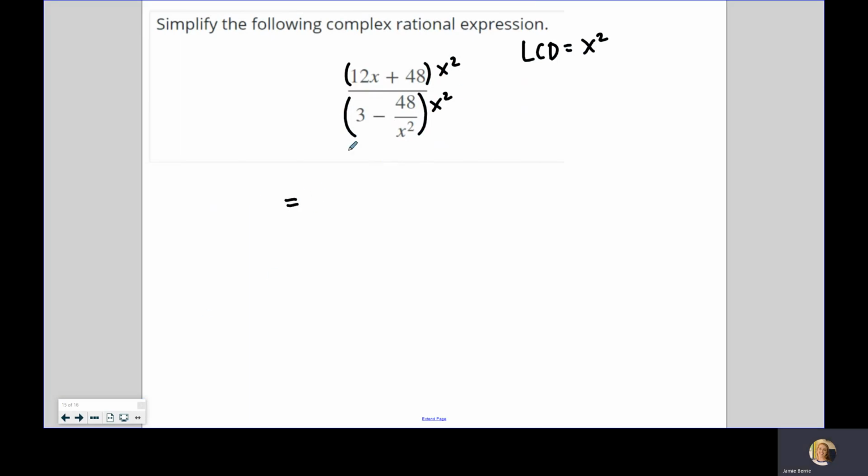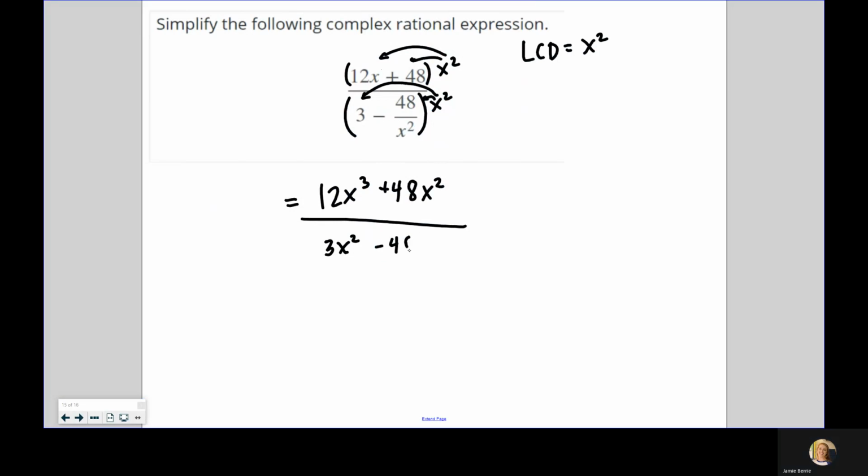We're going to distribute this to each term. 12x times x squared would be 12x to the third plus 48x squared over. Now we're distributing this on the bottom. 3 times x squared would be 3x squared. And then here the x squared and the x squared cancel out, so you just have minus 48. Now all of our fractions are gone, and you can simplify from here.